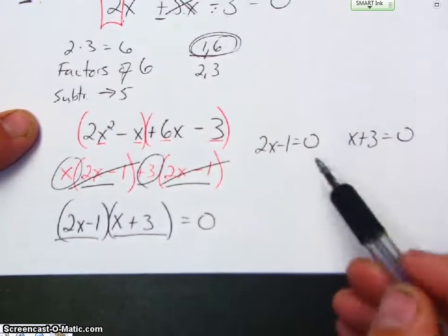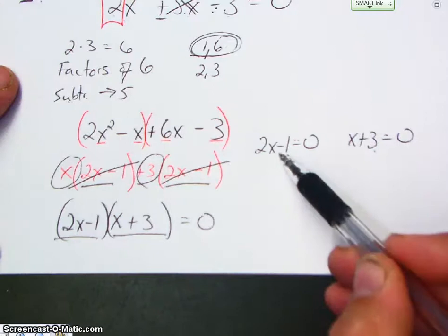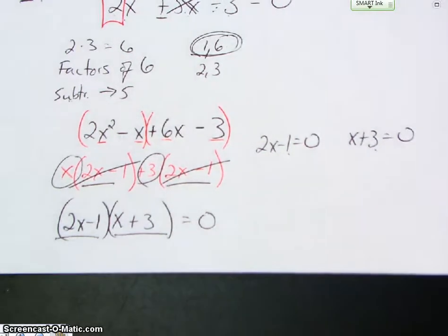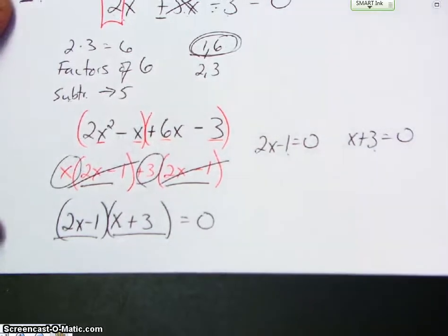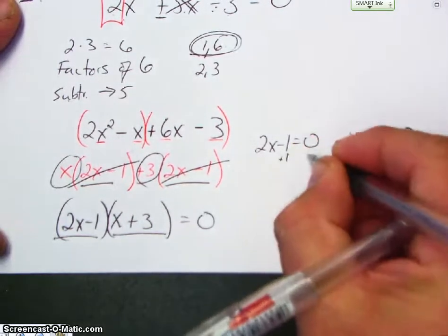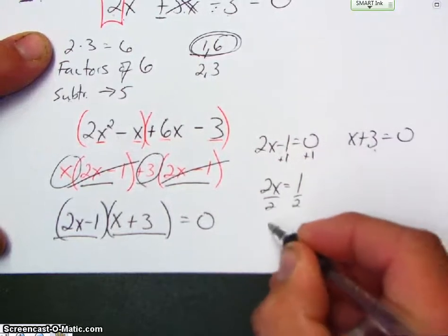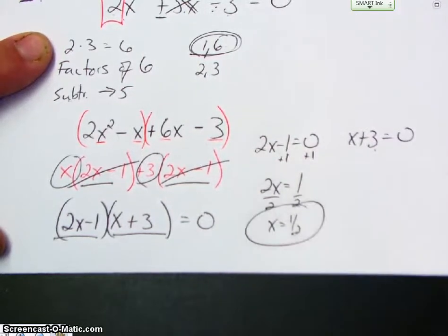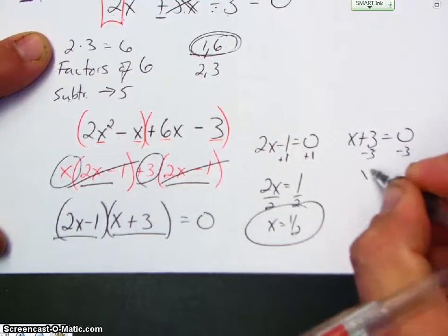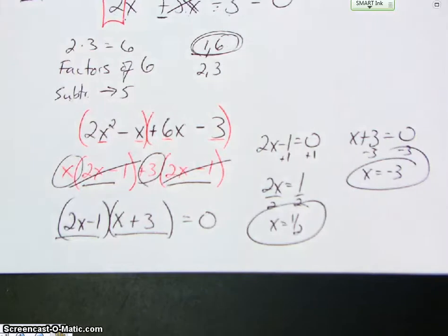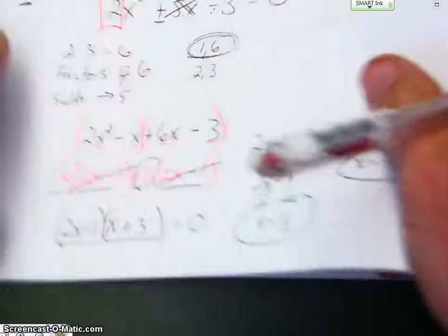So now I have 2 equations I've got to solve, and they're basic algebraic equations, so they're real simple to solve. That's all that factoring does. It helps break it down to this where it's easy to solve. So here I'm going to add 1 to both sides and divide both sides by 2. So I get x is equal to 1/2. There's one solution. Subtract 3 from both sides, and there's my other solution. So that's how you solve quadratic equations by factoring. So let's do some more examples.